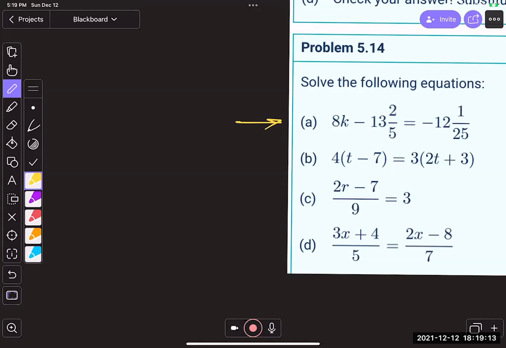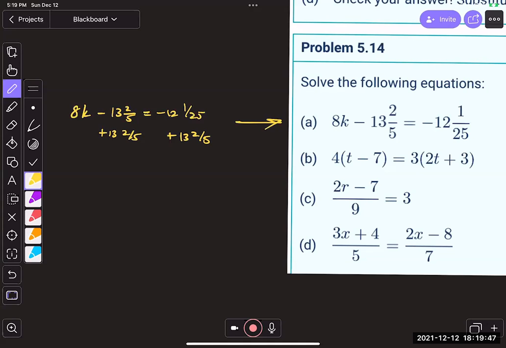So you start off by adding 13 and 2/5 to -12 and 1/25. So why is that the first thing you do? Can you explain that real quick? Because you said you would start with the last thing you did. Right, exactly. 8k, 8 is being multiplied first, then you are subtracting. So that's the first thing you undo, the subtraction. To undo that, you add 13 and 2/5 to both sides, and that's exactly it.